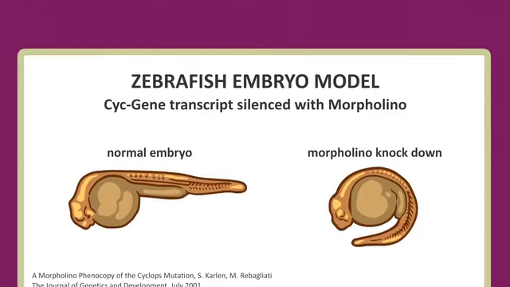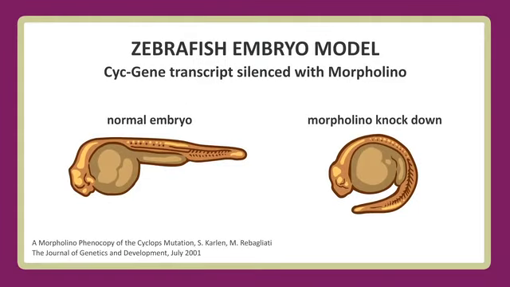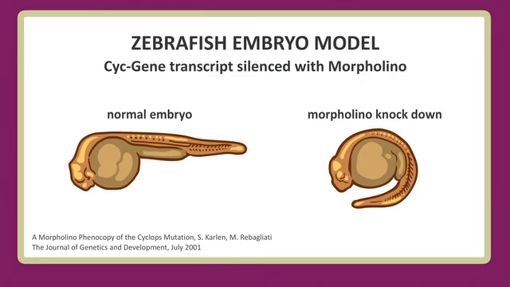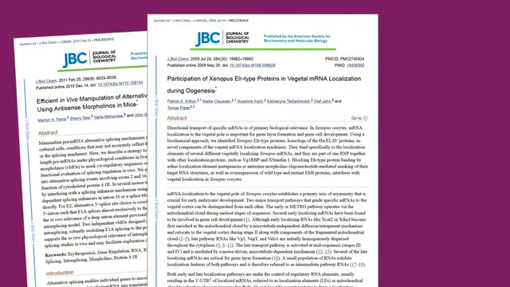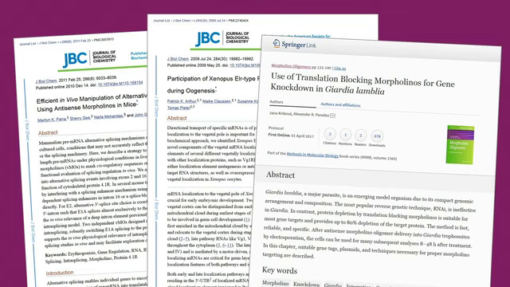While there are many inventive and exotic uses for morpholinos, they're most commonly used to silence the expression of a targeted transcript. There are several ways to inhibit expression of a transcript, such as by modifying the processing of pre-mRNA, by disrupting the transport of mRNA, or as we will focus on here, by blocking translation of an mRNA.